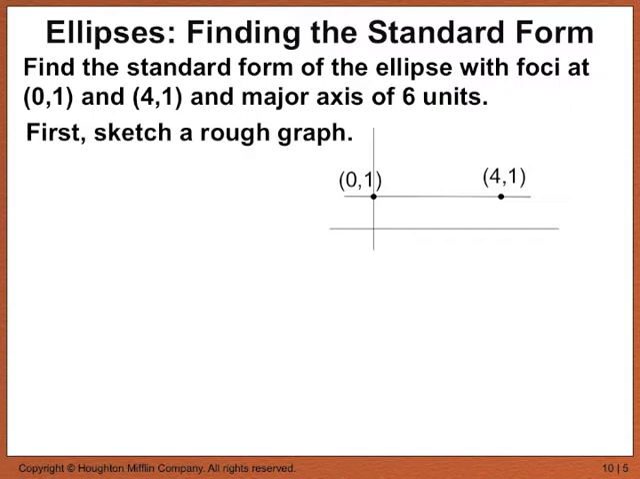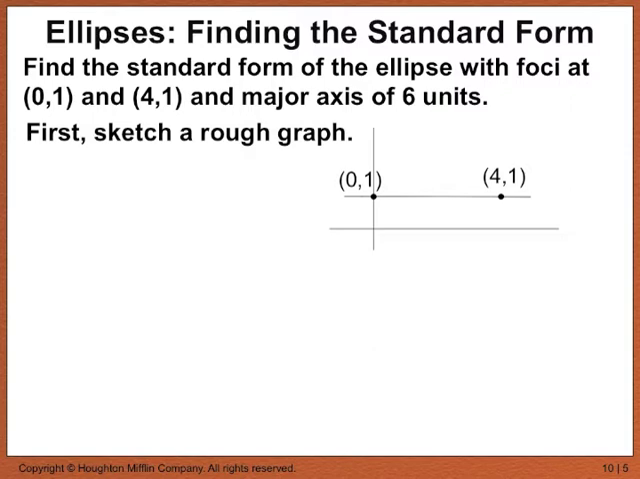And the reason that we wanted to start with a rough graph is because this gives us a very important piece of information, and that is it tells us whether we're dealing with a horizontal ellipse or vertical ellipse. And since the major axis here is horizontal, then we are dealing with a horizontal ellipse.